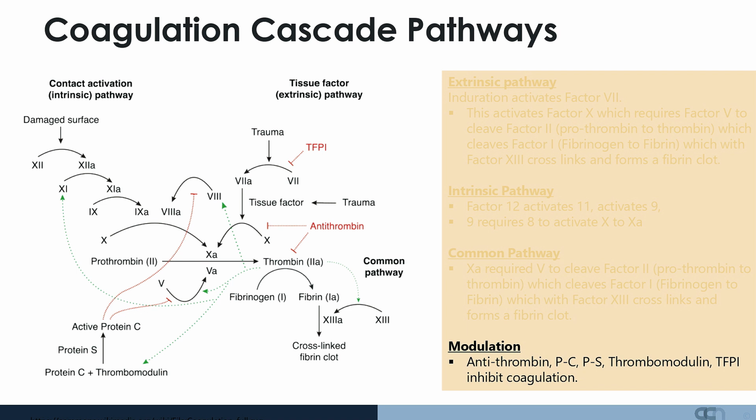While several factors drive the formation of a clot, there are important proteins which impede or prevent clot formation. These include antithrombin, protein C, thrombomodulin, protein S, as well as tissue factor pathway inhibitor, and these inhibit coagulation.